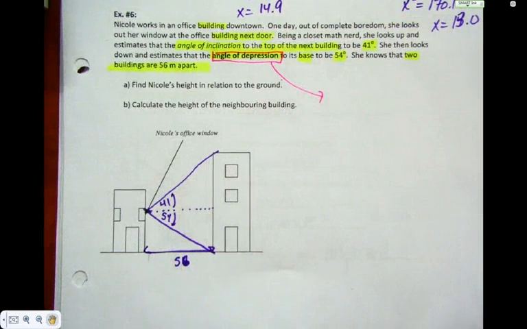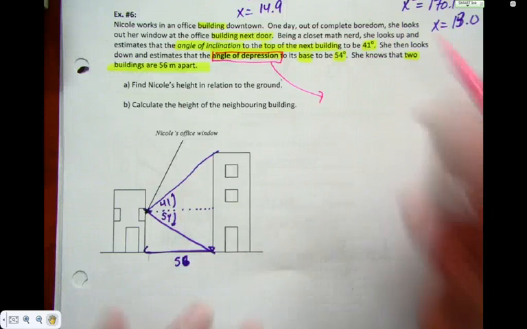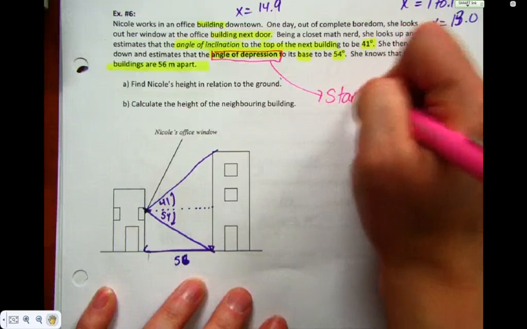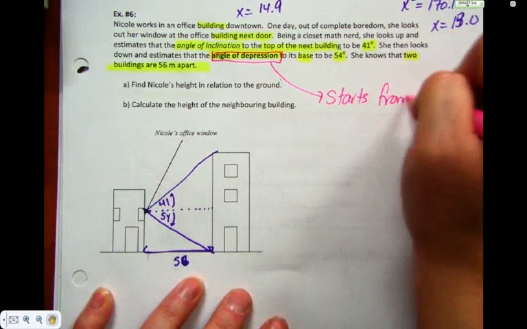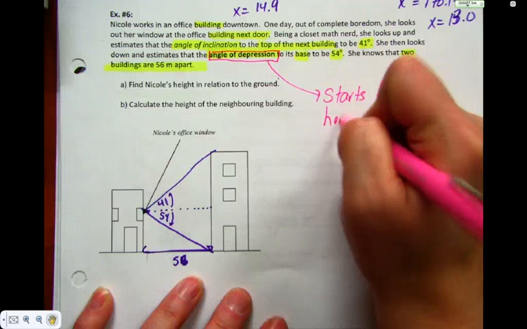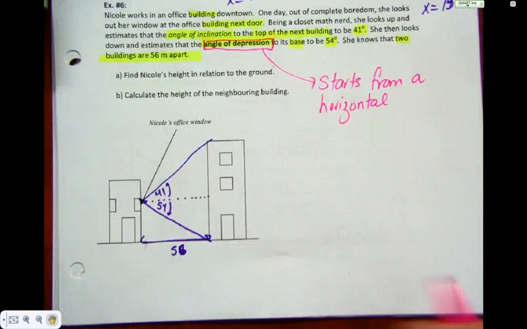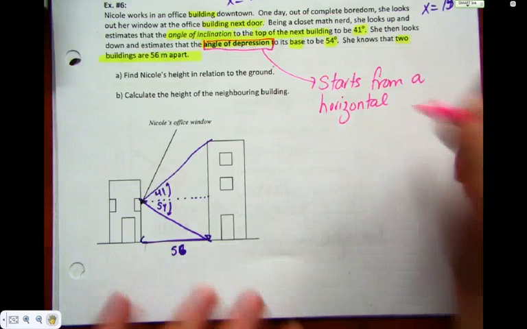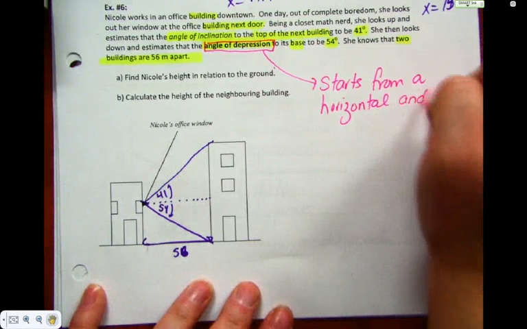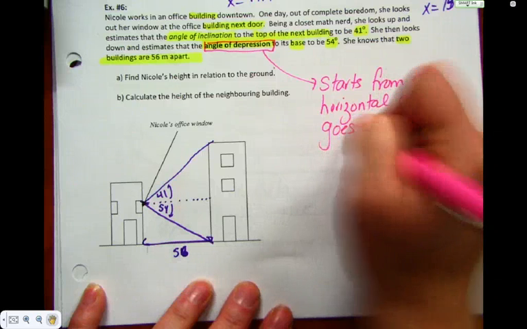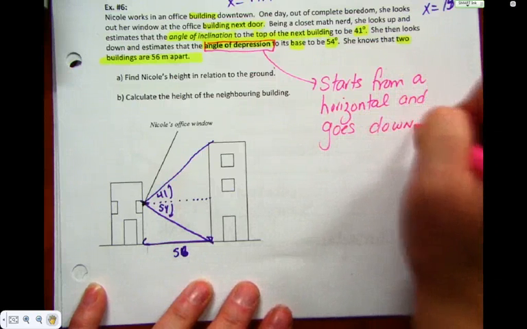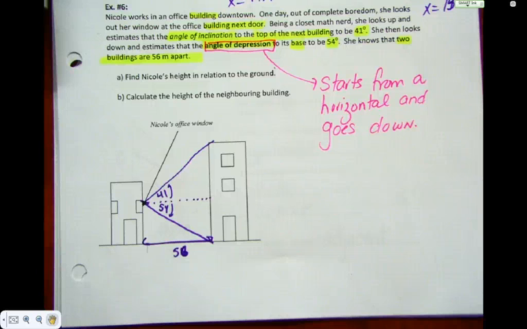Give me a definition. What's an angle of depression? So it starts from the horizontal. Angle of inclination we've used a few times. It goes up. Angle of depression goes down. What happens if somebody's depressed? They're sad. They're down.